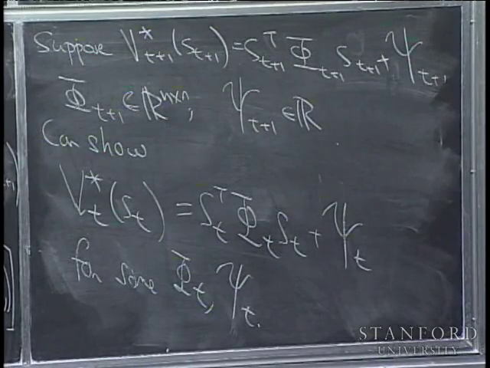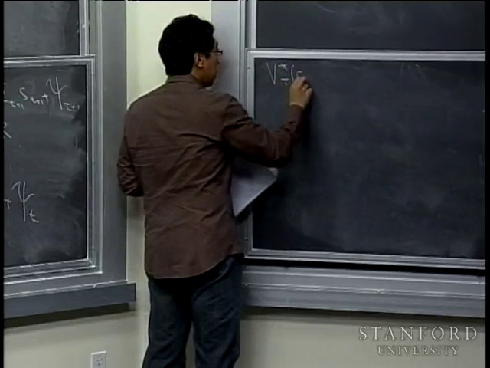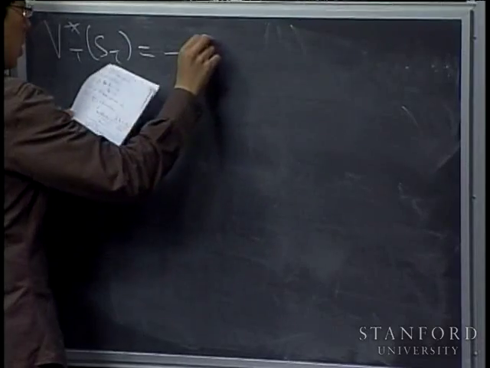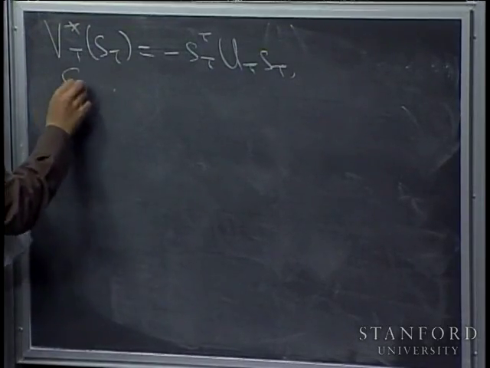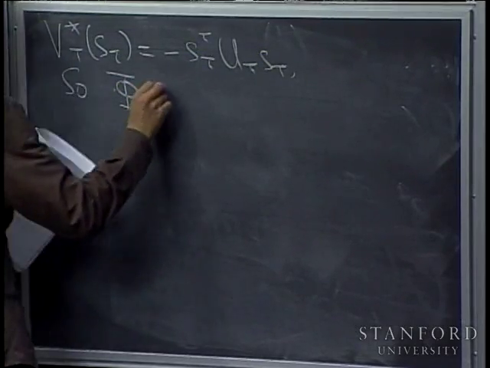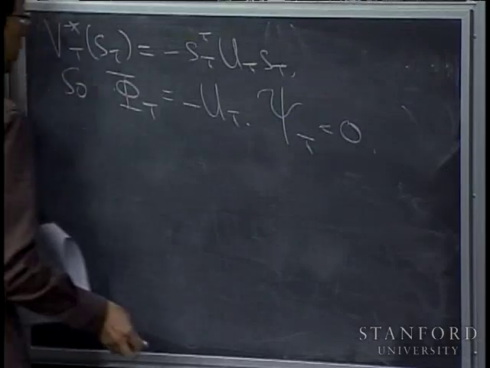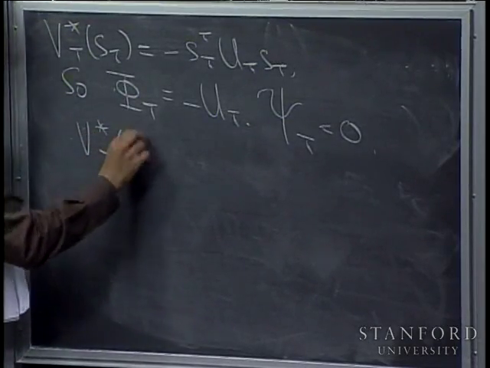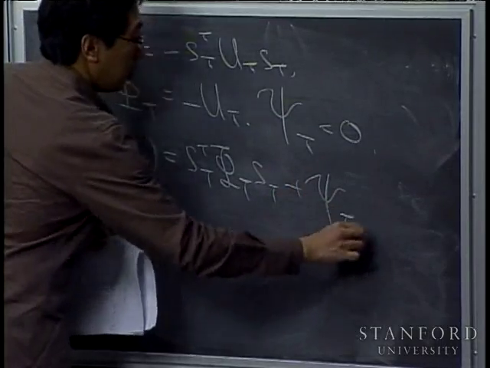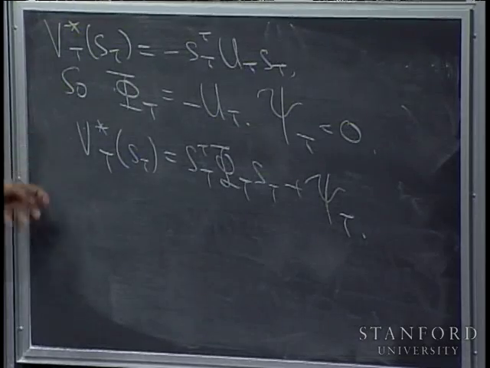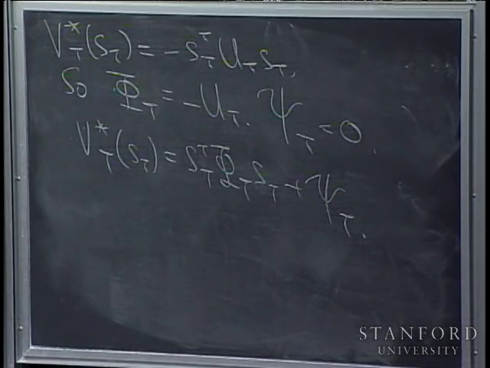So what you can do is start off the recursion as follows. Previously we worked out that V star capital T is minus S_T transpose U_T S_T. And so we have that phi of capital T is equal to minus U_T, and psi of capital T is equal to 0. And now V star t of S_t is equal to S_t transpose phi of t S_t plus psi of t. So you can start out the recursion this way, with phi of T equals minus U_T and psi T equals 0. And we then work out what the recursion is.